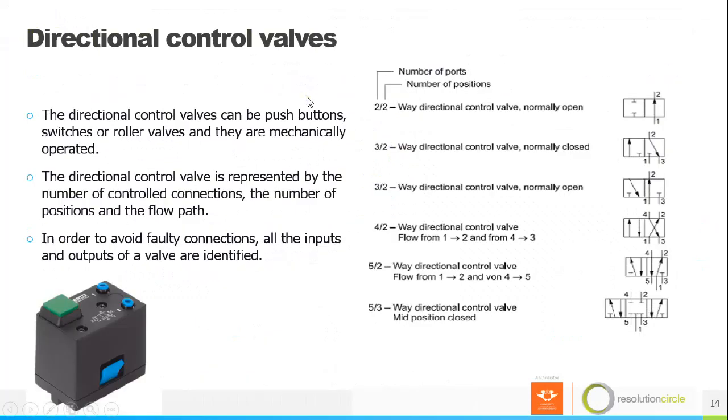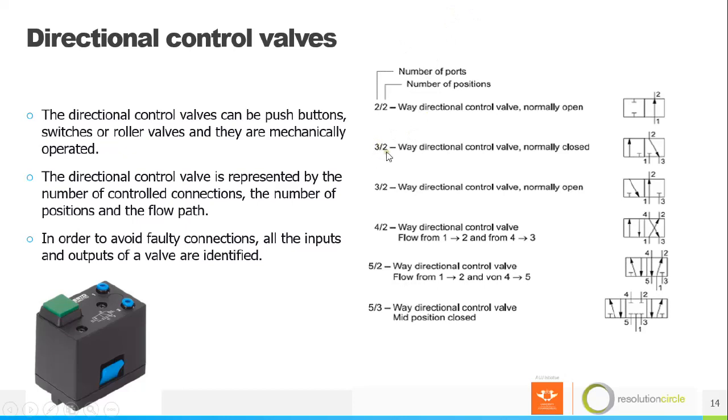We have directional control valves. The directional control valves can be push buttons, switches, or roller valve, and they are mechanically operated. The directional control valve is represented by the number of control connections, the number of positions, and the flow path. In order to avoid faulty connections, all inputs and outputs of the valve are identified. So, how do you interpret the valve?